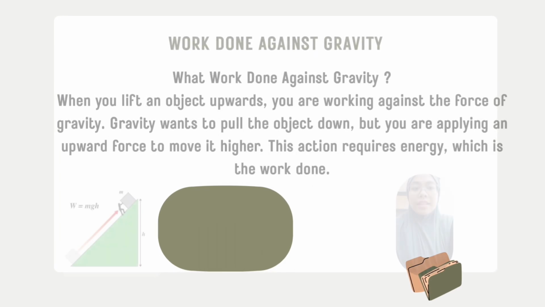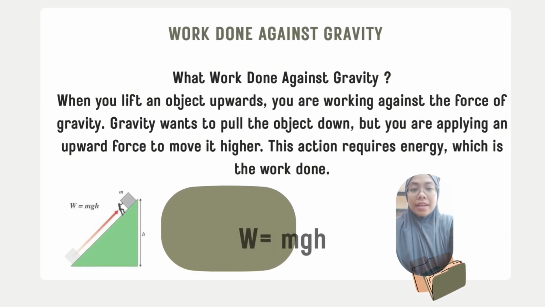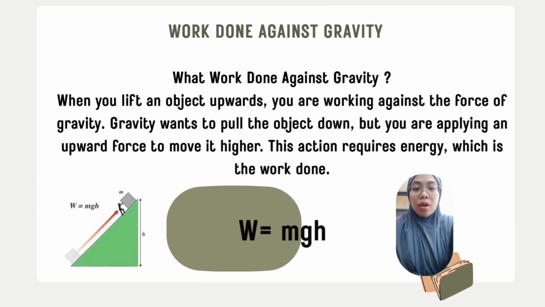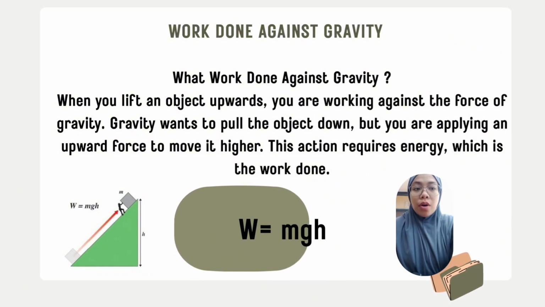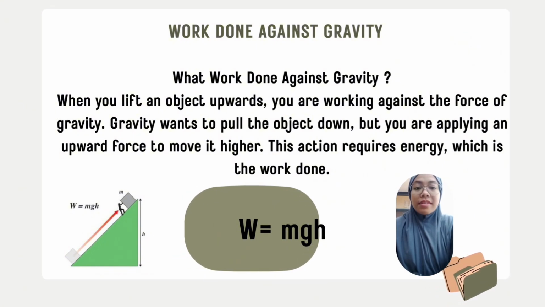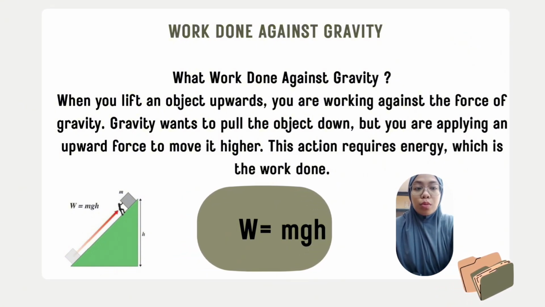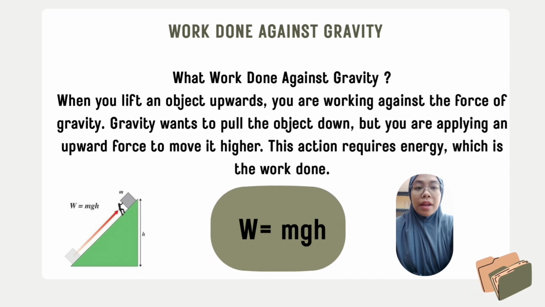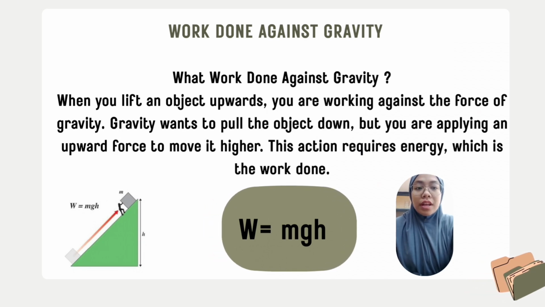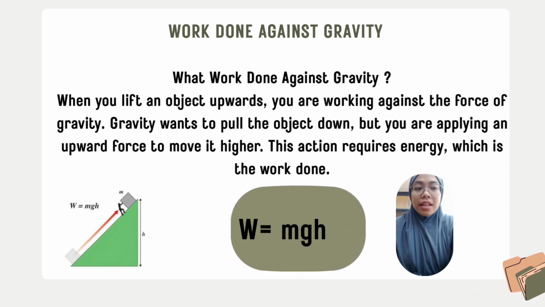What is work done against gravity? Work done against gravity is when you lift an object upwards. You are working against the force of gravity. Gravity wants to pull the object down, but you are applying an upward force to move it higher. This action requires energy, which is the work done.